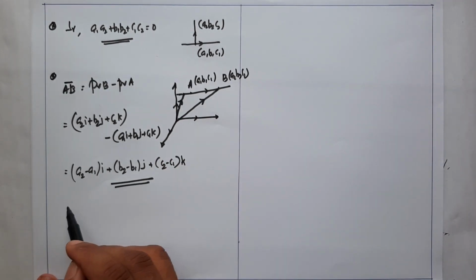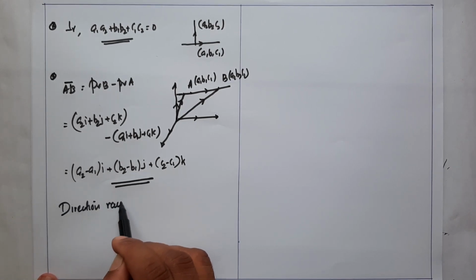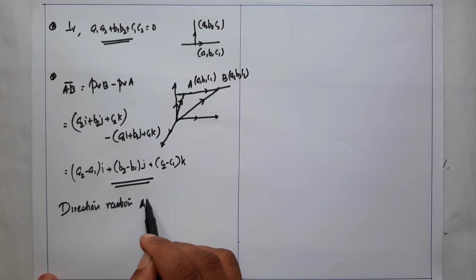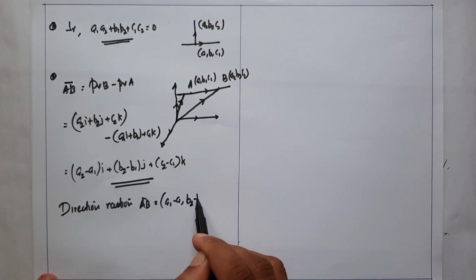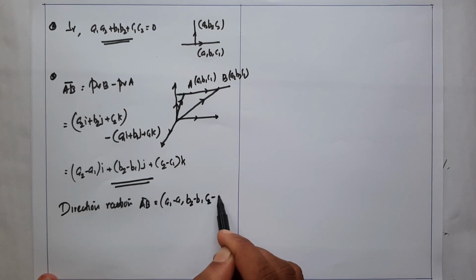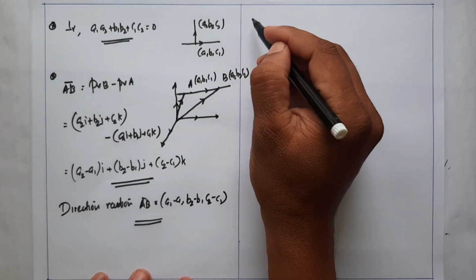And therefore the direction ratio of vector AB is a2 minus a1, b2 minus b1, c2 minus c1. Okay, those are the main points regarding the topic of direction ratio and direction cosines of a vector. In a line, these points are repeated.